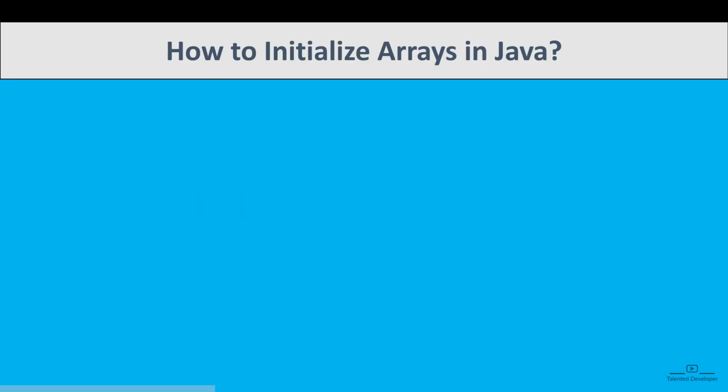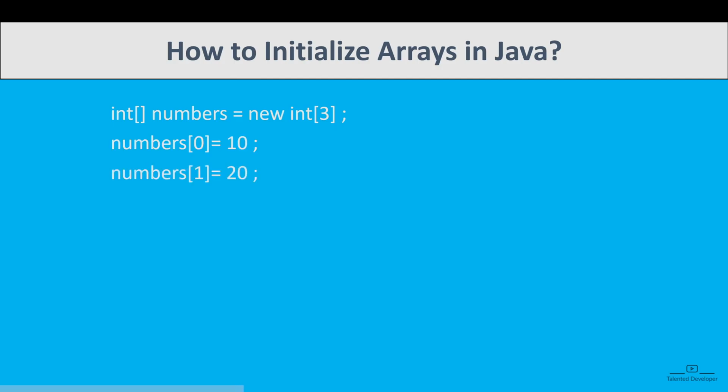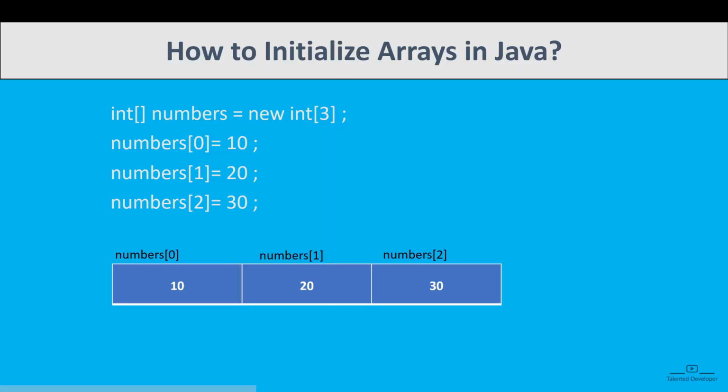So how can we initialize the array in Java? We can initialize like int array bracket numbers equal to new int 3. That means here the array is going to store 3 elements. So at index 0, the value is 10, at index 1 the value is 20, and at index 2 the value is 30. In Java, each memory location is associated with a number, and that number is known as the array index.